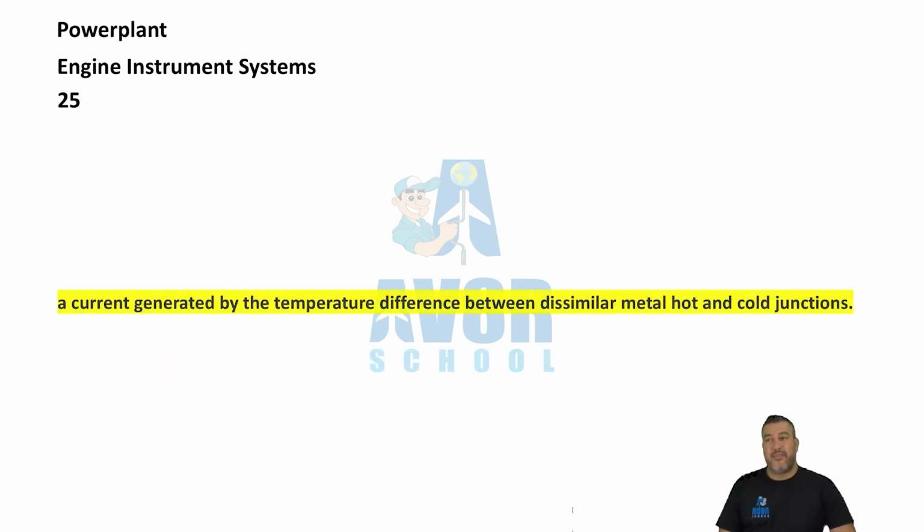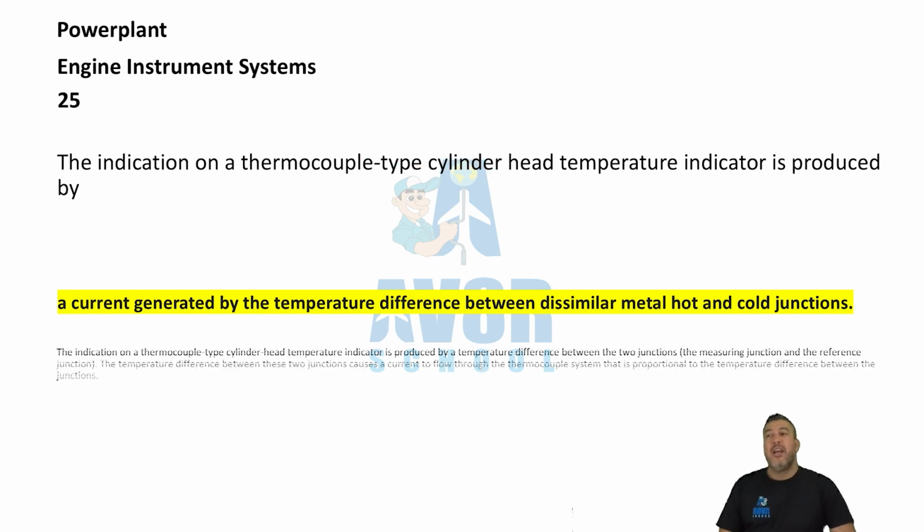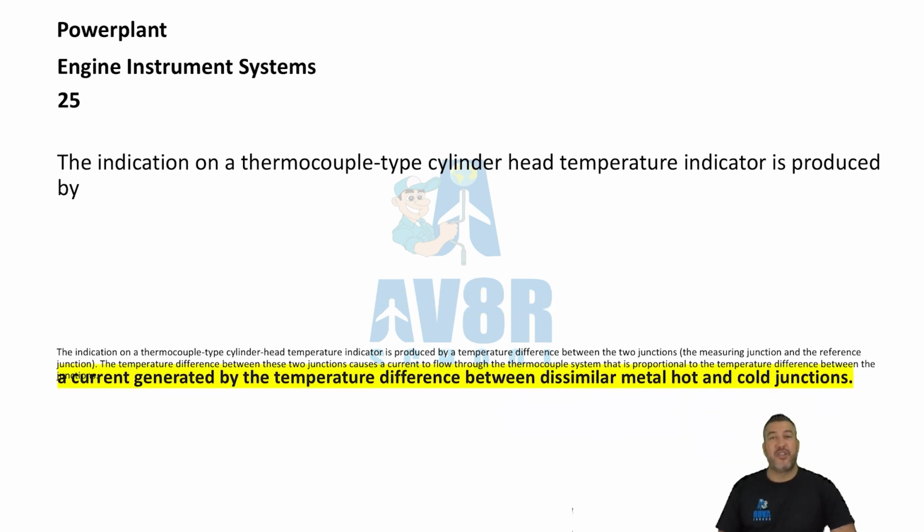Number 25: a current generated by the temperature difference between dissimilar metal hot and cold junctions. So the indication of a thermocouple type cylinder head temperature indicator is produced by a current generated by the temperature difference between dissimilar metal hot and cold junctions.